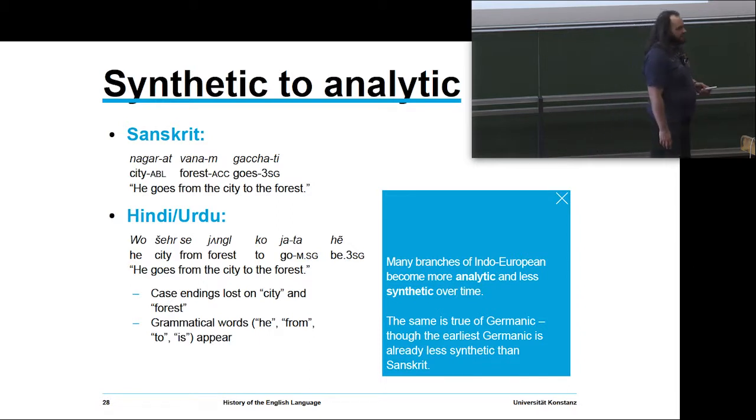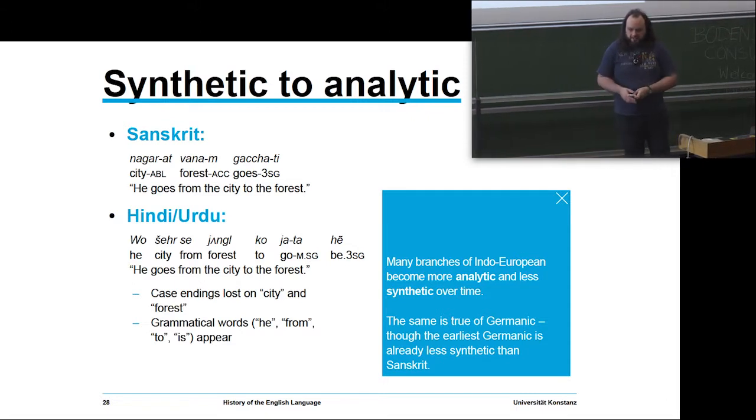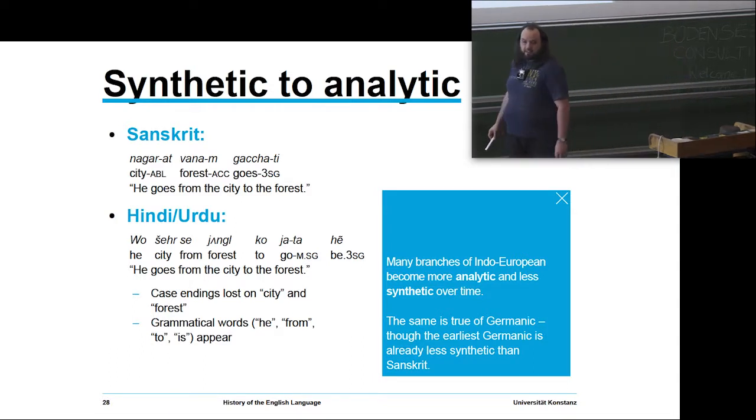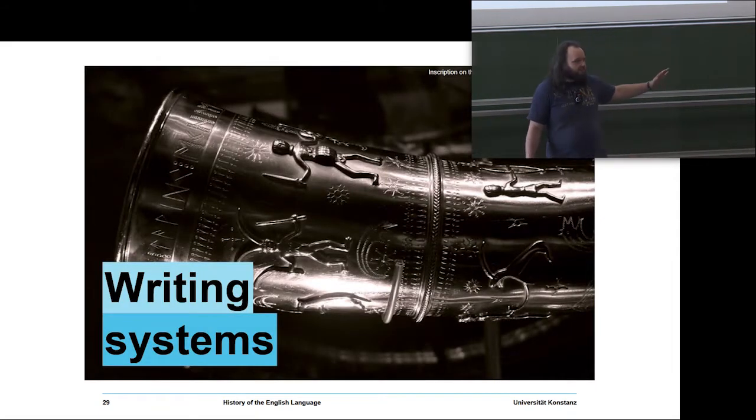And that ties in, of course, to one of our big themes, which is synthetic versus analytic. This is a perfect example of a language becoming analytic where it used to be synthetic. This happens in Romance, it happens in Germanic, it happens all across Indo-European. Except that the earliest Germanic that we have, even a language like Gothic, is already less synthetic than Sanskrit. A language like Old English, which we're going to talk about next week, is less synthetic than Sanskrit. But the direction of change is the same. We're going from synthetic to analytic here.